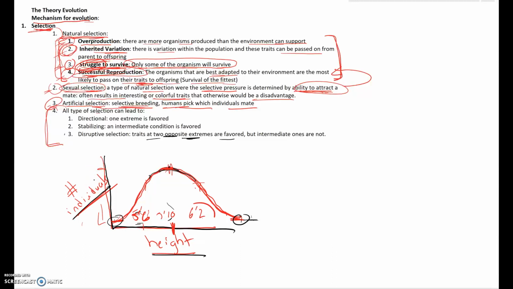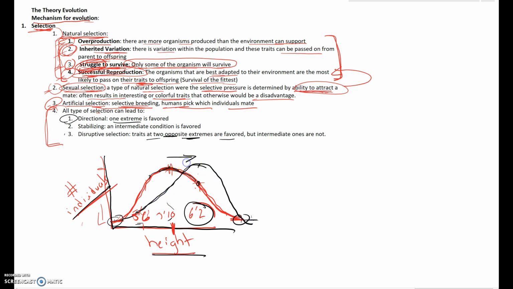Now, if selection is acting, we might expect this curve, this distribution of individuals, to change in a certain way. And this can change in one of three ways. The first is directional, and that's if one extreme of our curve is favored. So say if there was some reason why really tall people had some advantage, they're more likely to survive and reproduce for whatever reason, we would expect there to be more. So we would expect this part of the curve to be pulled up to somewhere like here. And the shorter individuals wouldn't do as well, so that part of the curve would fall. So we would expect our curve to maybe do something like this.